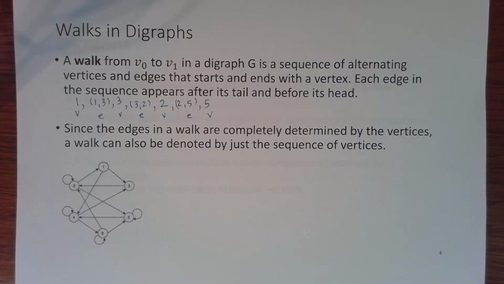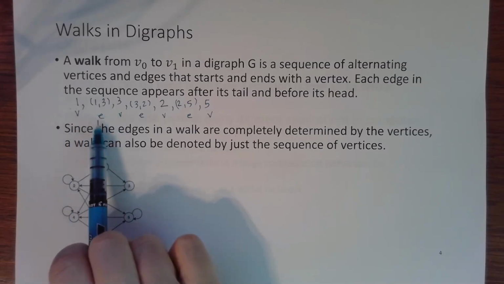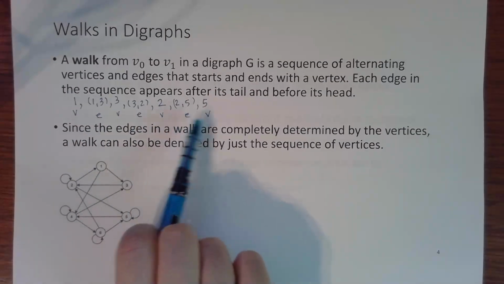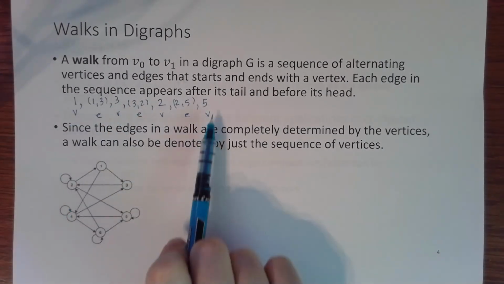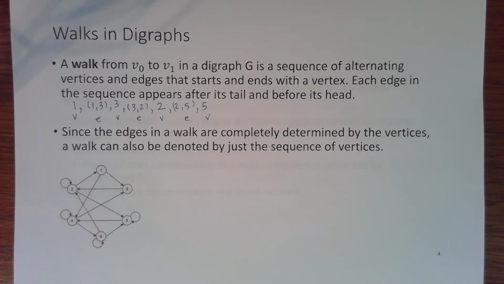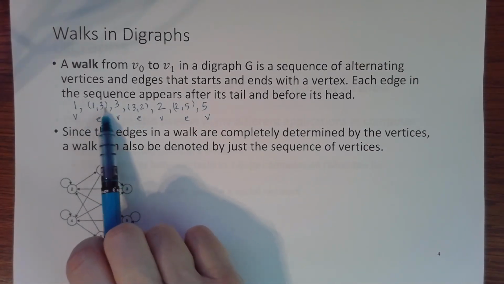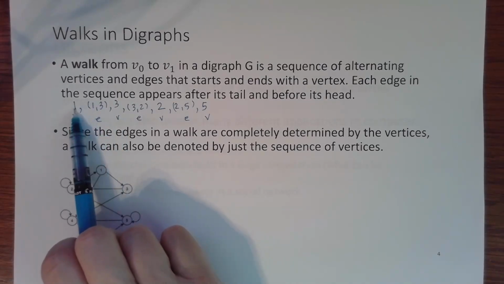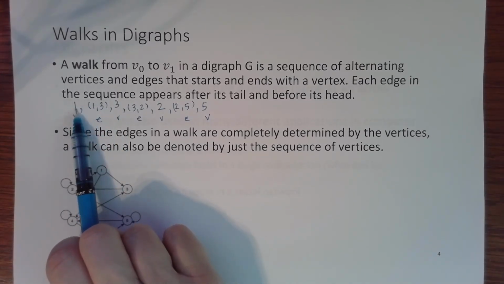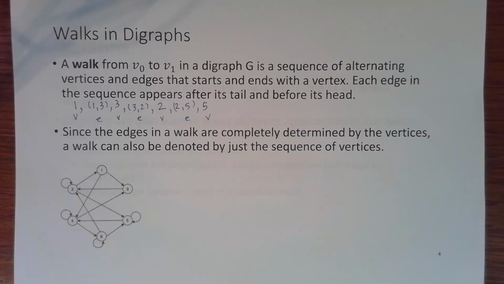Okay, so this is an example of a walk. Notice the alternating sequence that goes vertex, edge, vertex, edge, vertex, edge, vertex. It starts with a vertex, it ends with a vertex. And then every edge appears right after its tail. So edge 1, 3 appears directly after its tail, 1, and directly before its head, 3.